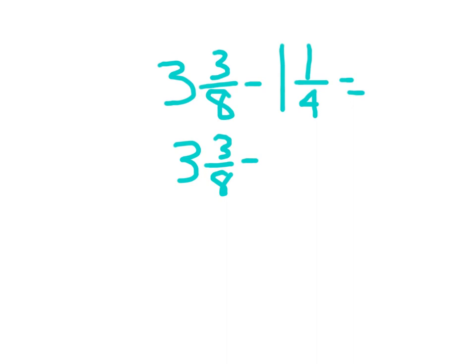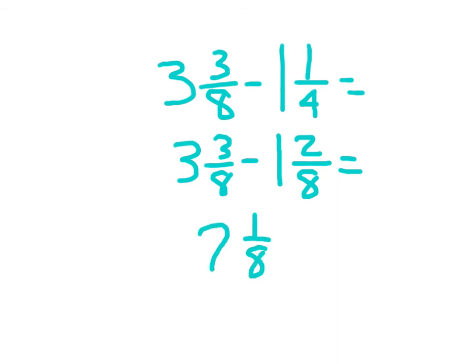The previous problem would have been much easier if we had just chosen to change 1 1/4 into 1 2/8. At that point, we could have gone 3/8 minus 2/8 is 1/8, and 3 wholes minus 1 whole is 2 1/8. We would not have had to simplify and do that one last step.